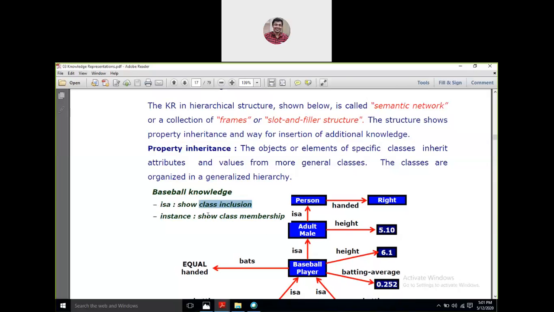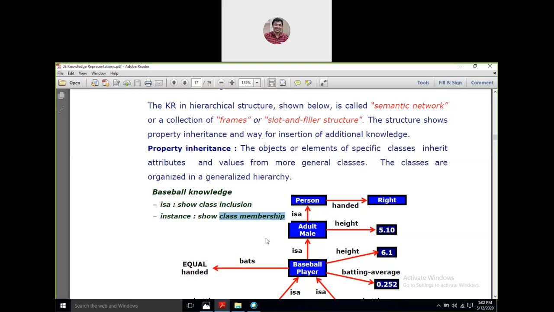This is one of the examples, right? So here, all the human beings are inclusive. All the classes of people are inclusive under one head. We call it human beings, right? Whereas in case of instance, it talks about the class membership. Now, what is this class membership structure?